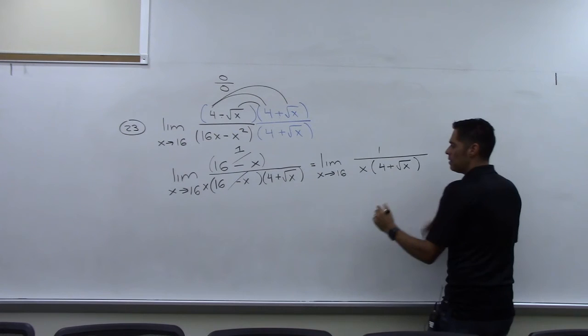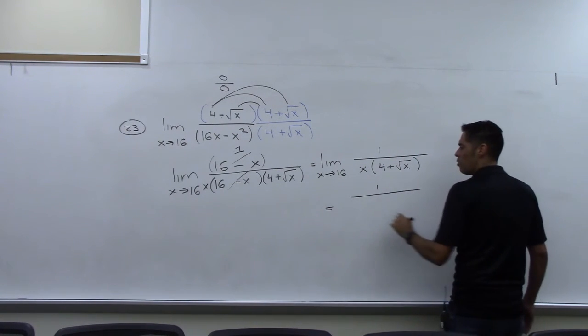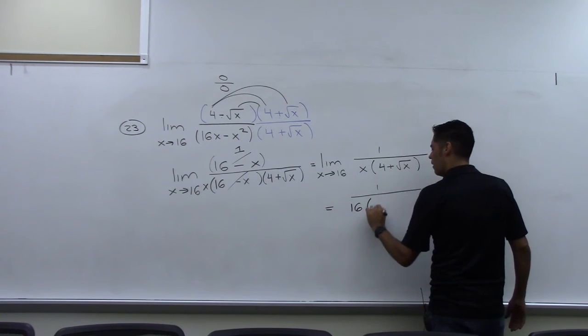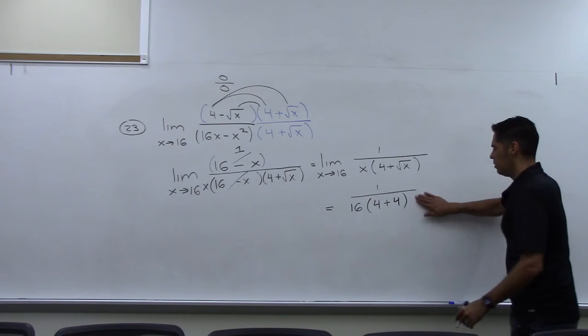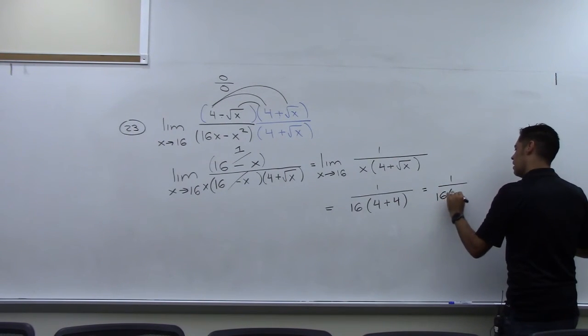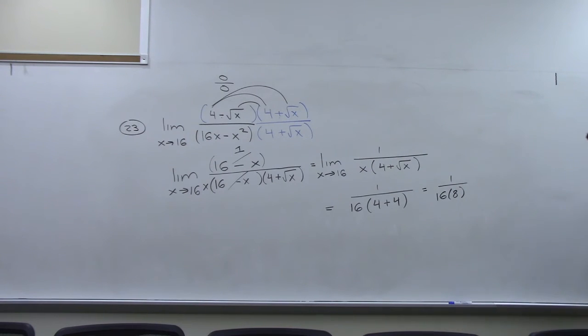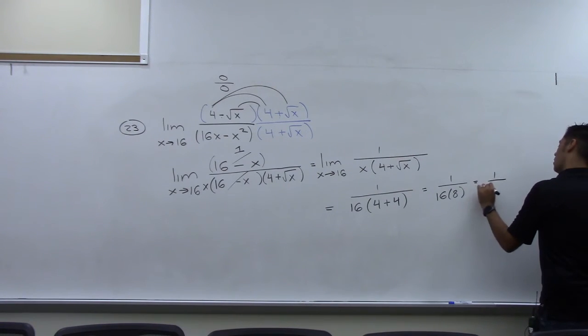And at this point, I will actually let x become 16, so I don't have to write the limit anymore. Root 16 is 4. So we get 1 over 16 times 8. What's that? 8, 80, 48. I can't do simple math. My brain, it shuts down. It literally shuts down. 80 and 48. 128? 1 over 128.